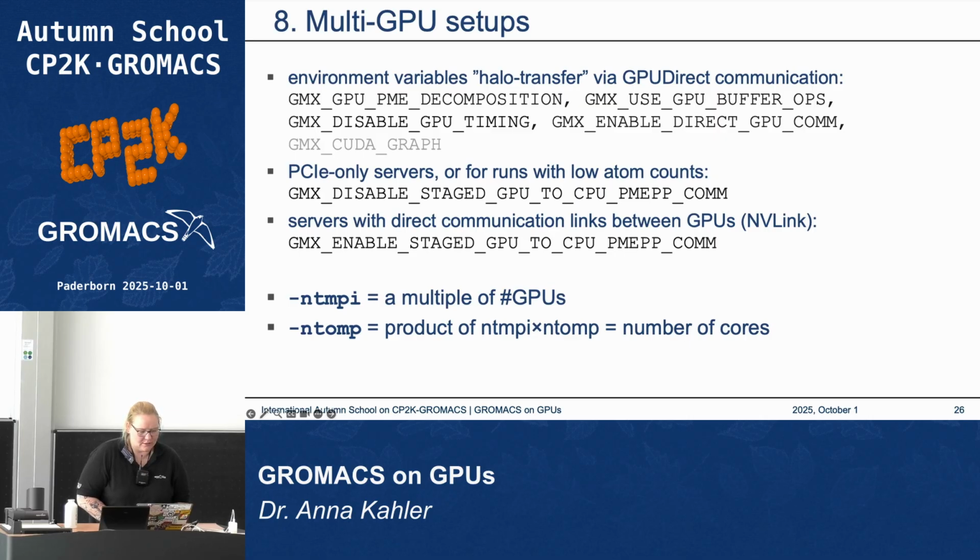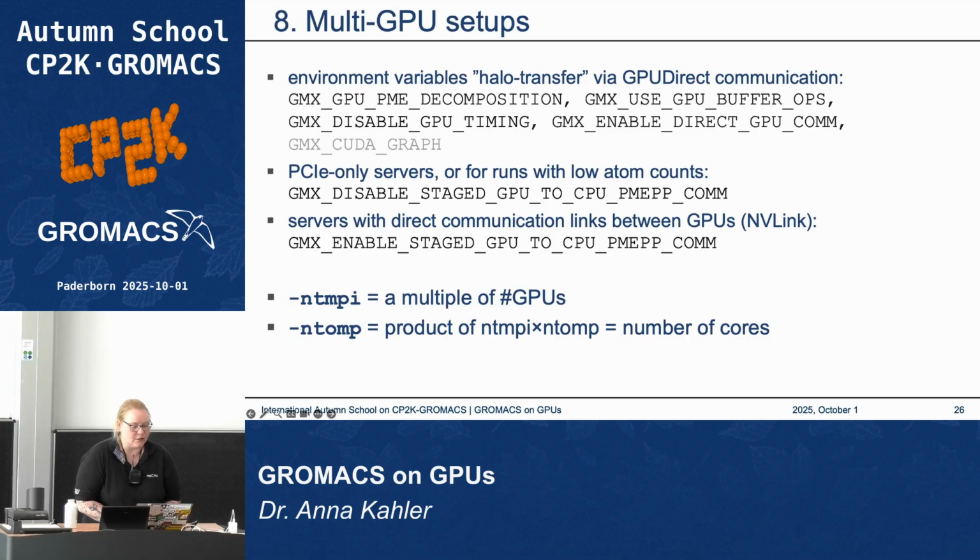What I've told you in the beginning was that GROMACS has implemented this GPU direct communication, which is a feature of the GPUs that they can communicate directly with each other without going through the CPU host. That makes communication faster, but you need to set some variables in GROMACS to use them. I think some of them are also set by default, but it doesn't matter if you set them manually. It just makes sure that they are there.